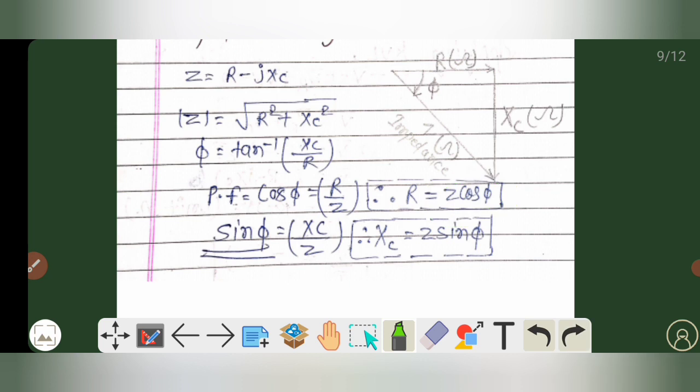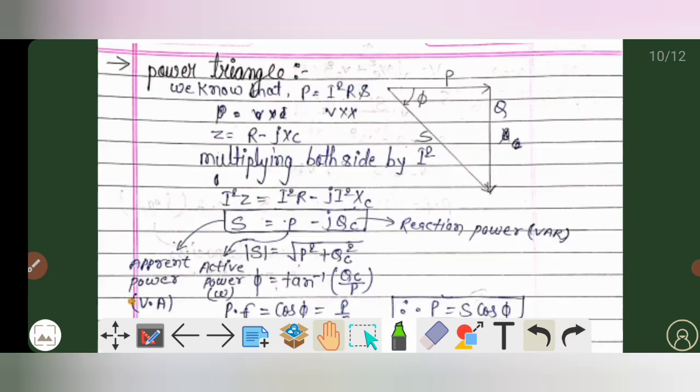Now if you want to calculate the value of sin phi from this triangle, then it will come out to be XC by Z. And if you want to calculate the value of XC, then it will be Z into sin phi. Now my dear friends, this was all about the impedance triangle. Next we will discuss the power triangle.